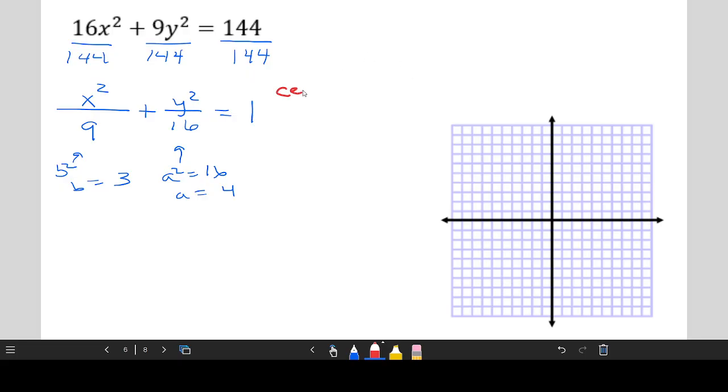The center is still 0, 0 because we have x minus 0 and y minus 0 upstairs. So there's our center. We're going 4 units in the y direction from the center, so 4 units up and 4 units down. There's our vertices. And then we're going to go 3 units in the x direction from the center. So 3 units right from the center and 3 units left from the center.